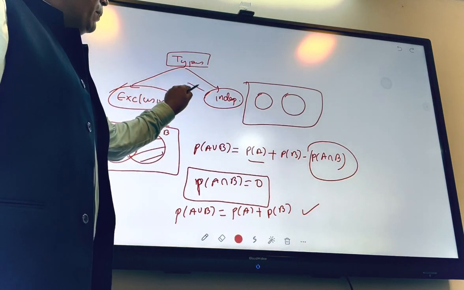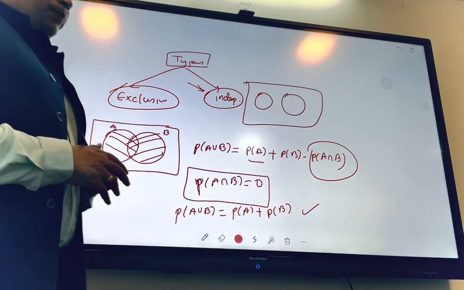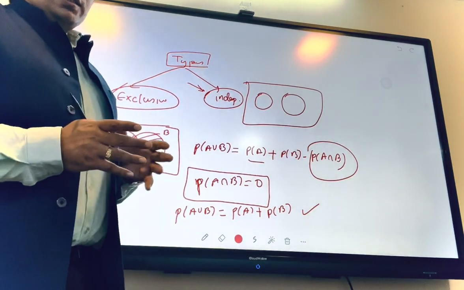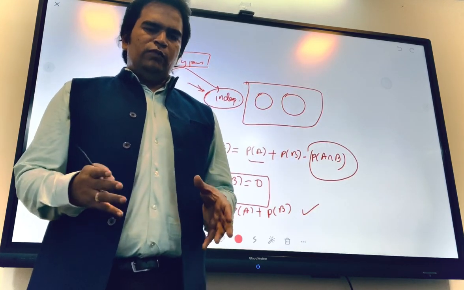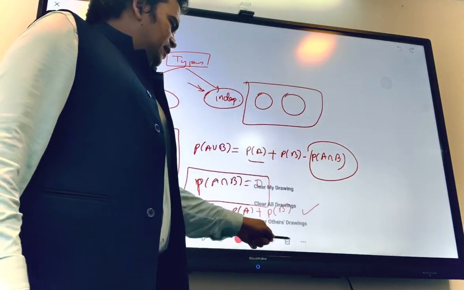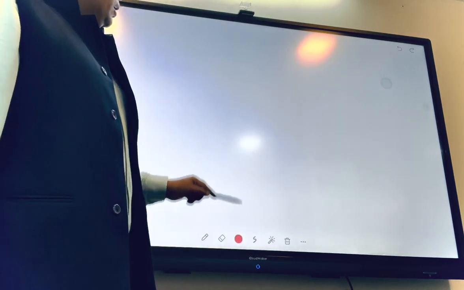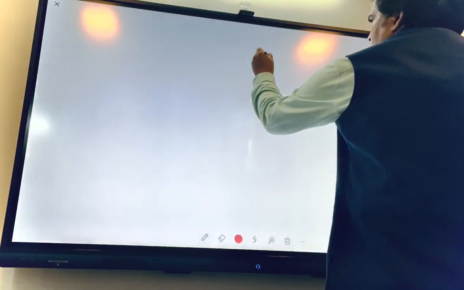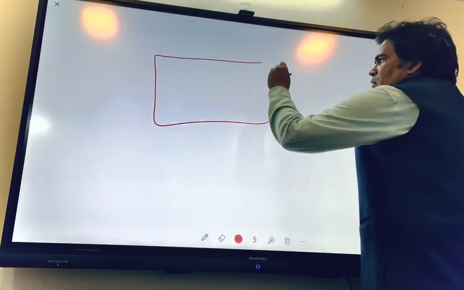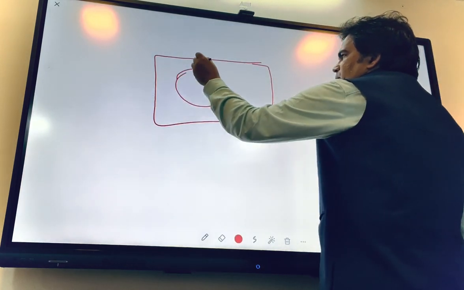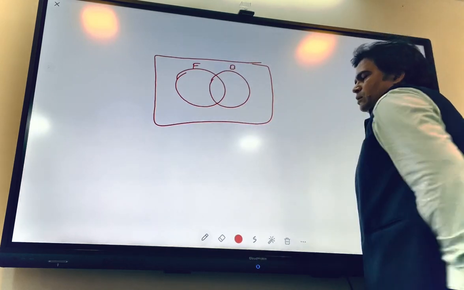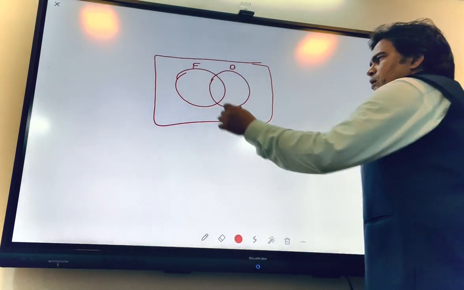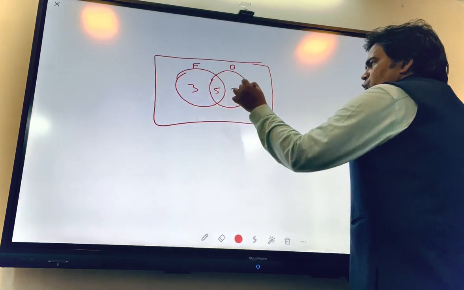So now coming to independent. In independent events, these 2 events can occur together, so there can be an overlap of the two sets. So let's say you have a team of football players and a team of basketball players. So let's say there are 3, 5, 2 and 7.